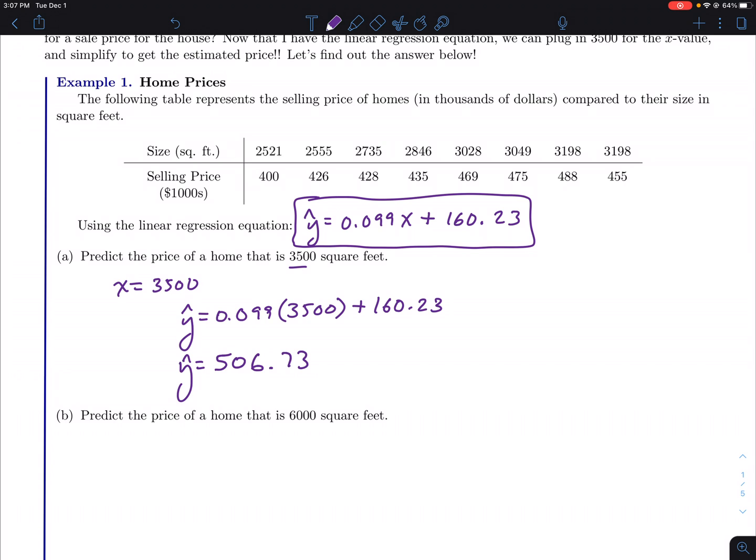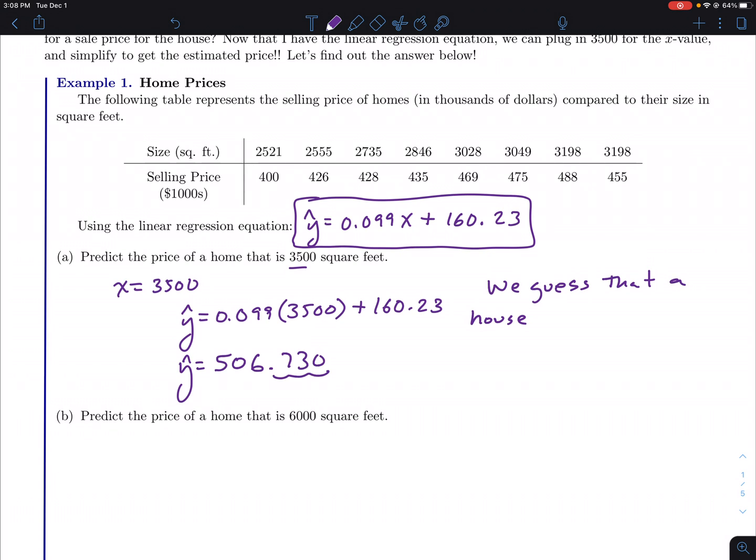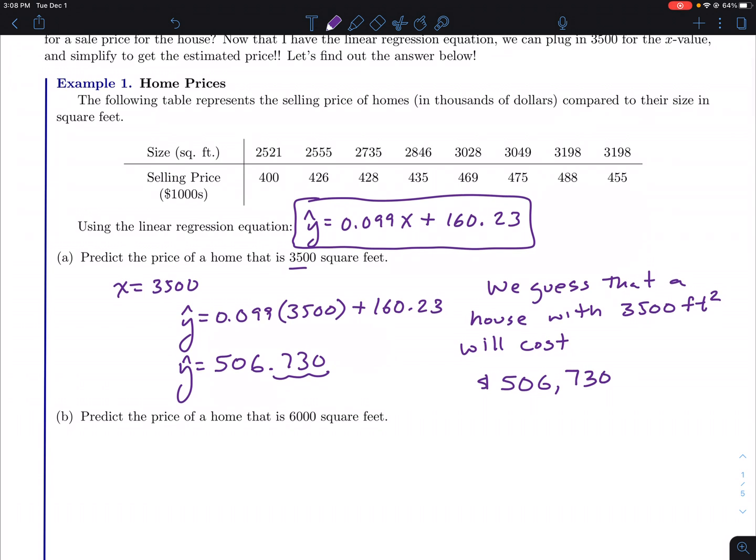Remember, this is in terms of thousands. So if I want to write this in words, I would just move this decimal point 3 places to the left. In this case, we guess that a house of 3,500 square feet will cost $506,730. Again, we're just making an estimate, a good estimate, because we saw that our regression line is significant. That means that we can use it. It's fairly accurate, which is kind of nice.